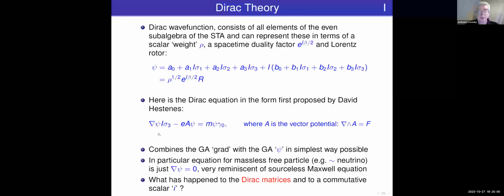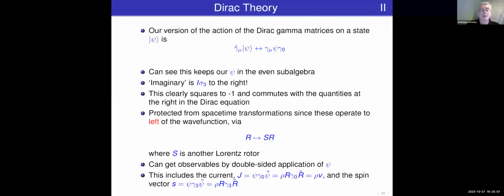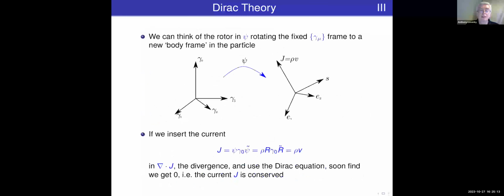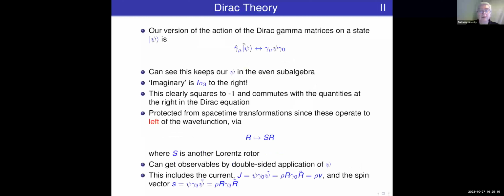So in this approach, what's happened to the Dirac matrices and to the commutative scalar imaginary I? The action of the Dirac matrices on some state, written in quantum form, will be like this. And here, what happens, we take the even element of the Dirac algebra psi, and we sandwich it like this, a gamma naught on the right and a gamma mu on the left. And the point is that doing that keeps it in the even subalgebra.